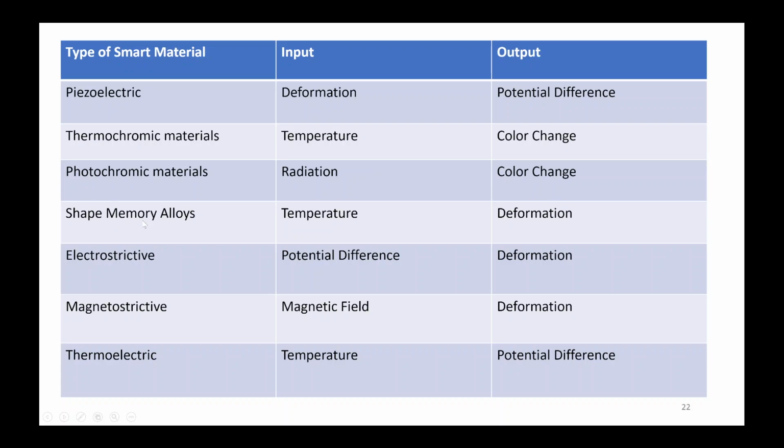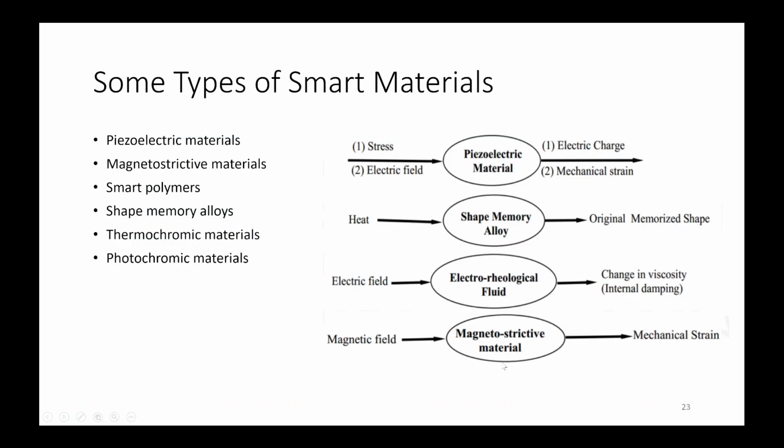In case of shape memory alloys, if there will be temperature change, they can show deformation. In case of electrostrictive material, potential difference leads to output of deformation. In case of magnetostrictive material, magnetic field leads to output of deformation. In case of thermoelectric material, temperature will change into potential difference.